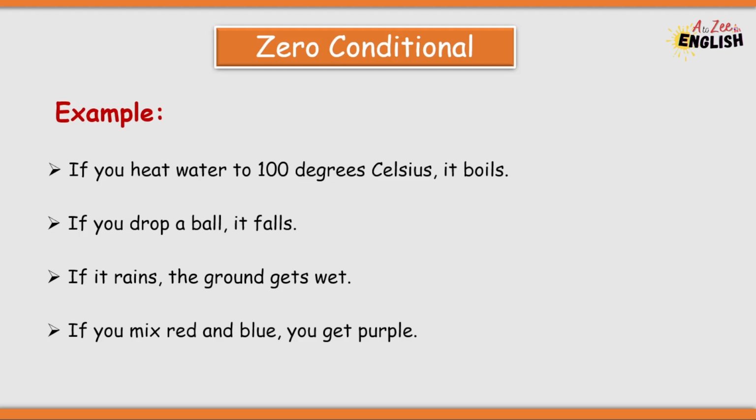If you mix red and blue, you get purple. "If you mix red and blue" is the condition and the outcome is "you get purple." Both clauses are in the simple present tense. This sentence describes a basic color mixing fact. Combining red and blue always results in purple. So that is the reason we consider this sentence a zero conditional.